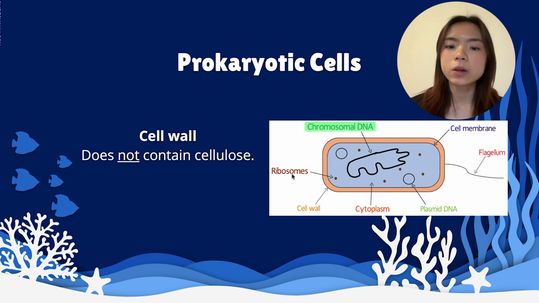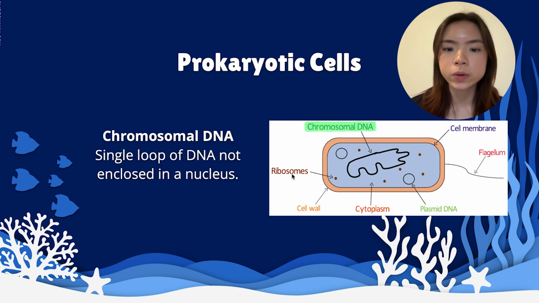The next organelle we can talk about is the chromosomal DNA. So in prokaryotes, the genetic material is not enclosed in the nucleus. So the bacterial chromosome is a single loop of DNA found free in the cytoplasm. This is called the chromosomal DNA.